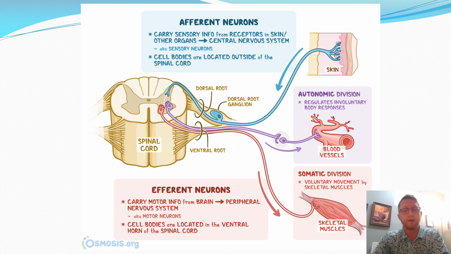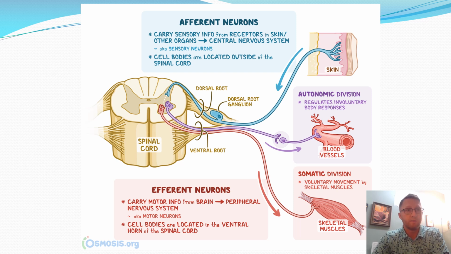Again, here's another little slide that details that in a little bit more. So if you look at the top, the afferent neurons, what is their role? What is their responsibility? They carry sensory information from those receptors in the skin, in that peripheral nervous system, or other organs, and they send that information to the central nervous system.